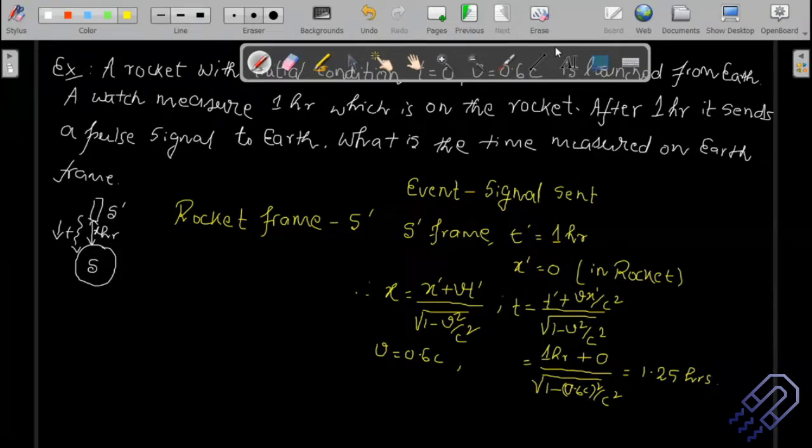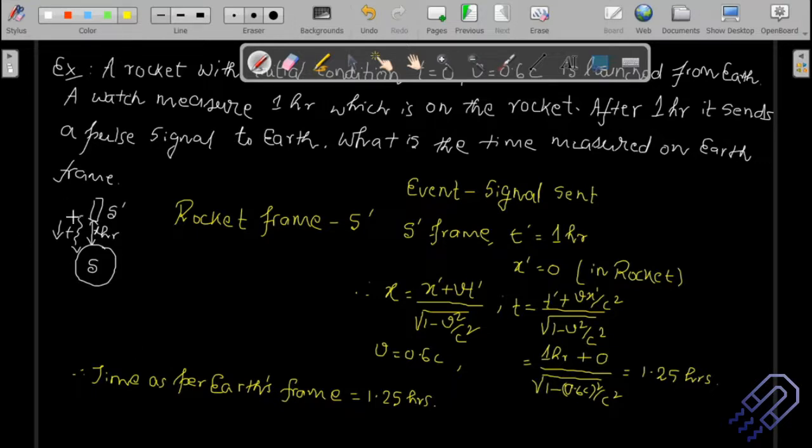So you have to remember and understand this. This is very important. So when you write this in your exam, you should be very clear about what you're writing as per Earth's frame. We can consider this to be the S frame, right? So time in Earth's frame is equal to 1.25 hours.